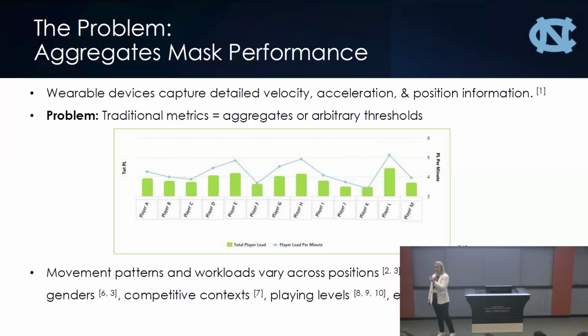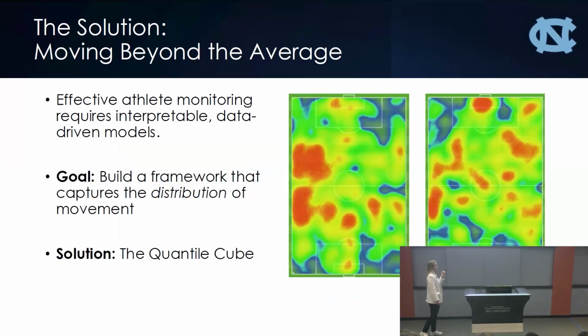If I told you two players had the same training load, how do you know what that means? For a defender, that's going to look completely different than a forward, right? It's going to depend on what you're doing in a game. Research has shown that movement patterns vary across positions, match periods (half to half), genders, competitive context, playing level, environmental conditions, and altitude. All of these things have an impact. So can we get a better way to understand these patterns?